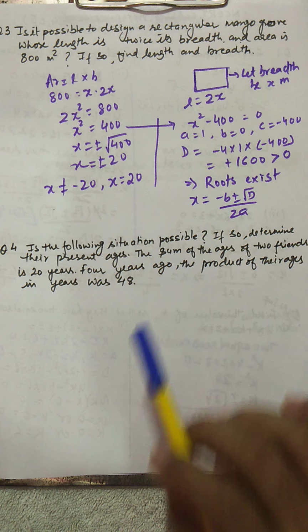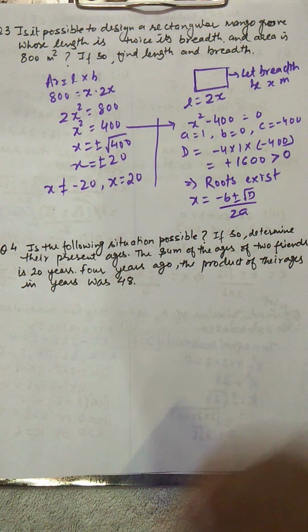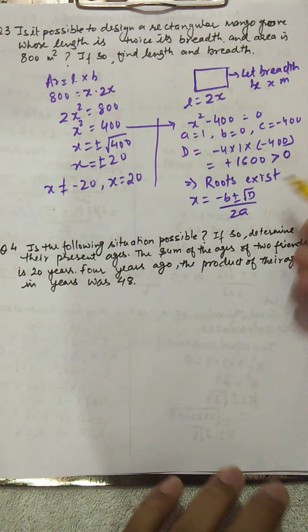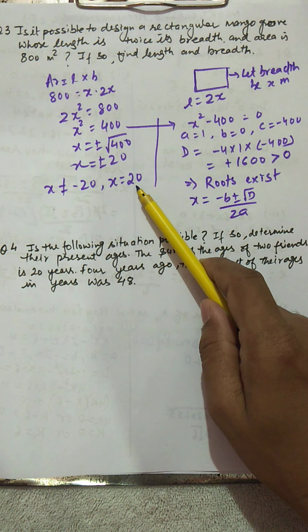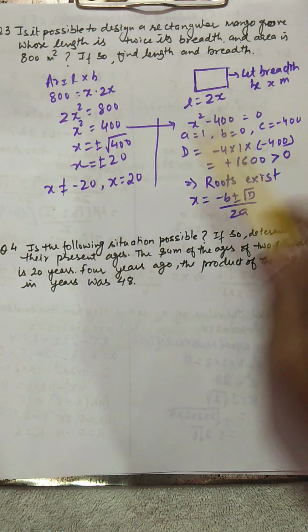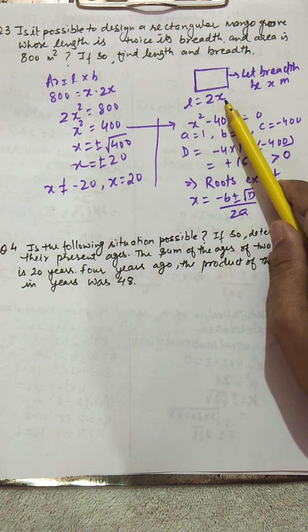Now you should learn to verify your answer also. So roots exist, or you can say it's possible to find the length and breadth. So always try to find the answer. If your breadth is 20 meter, your length will be then 40 meter.